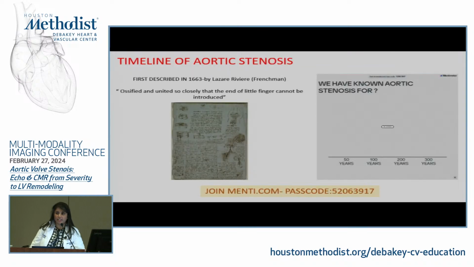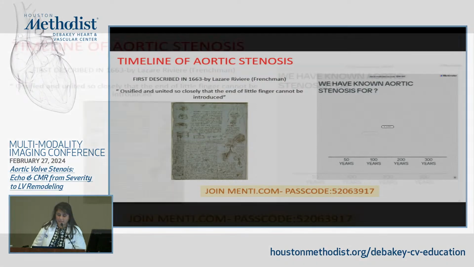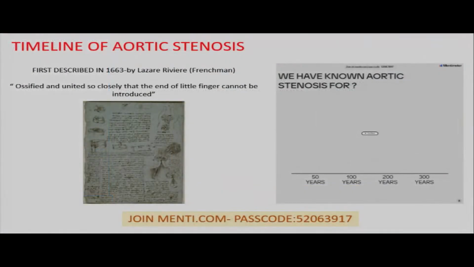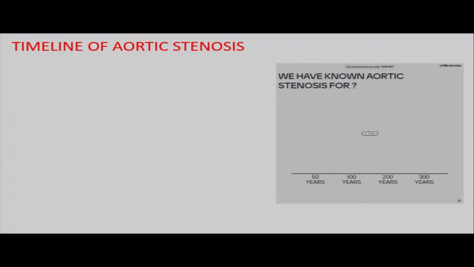It's almost 300 years, actually. So it was first described in the 1600s by the Frenchman Lazare Riviere, who called it ossified and united so closely that the end of the little finger cannot be introduced. So way to go, right? So why are we talking about it in 2024 though, right?